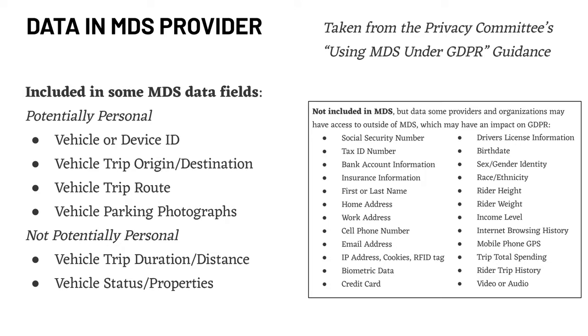So you can see some of the data here on the left is in our MDS provider endpoint, which is some of the information that comes from the operators to cities. We get a lot of vehicle information. You can see on the right a bunch of stuff that's not in MDS. And that's taken from our OMF Privacy Committee's work that they've done to classify this, and part of a larger guide around using MDS in cities and then under GDPR in Europe.